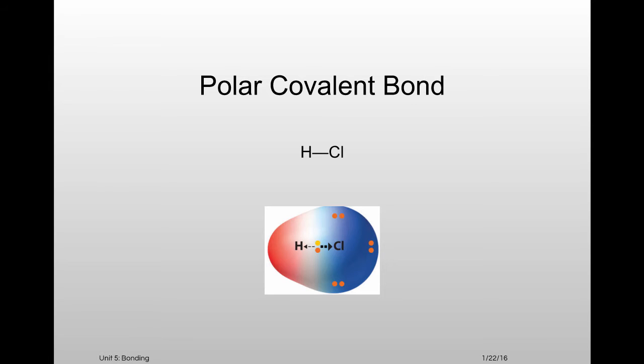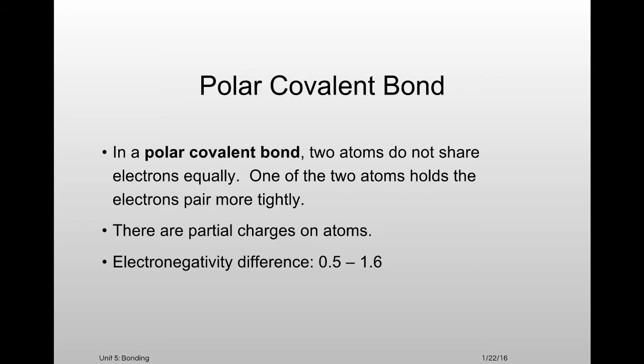There's a thick arrow showing how the pair of electrons is more attracted to chlorine, and there's a thin arrow showing less attracted to hydrogen. And this is because they have different electronegativities. So the polar covalent bond is when two atoms do not share electrons equally. And we develop partial charges on the atom. The element with the smaller electronegativity will have the positive partial charge, and the one with the greater electronegativity will have the partial negative charge.